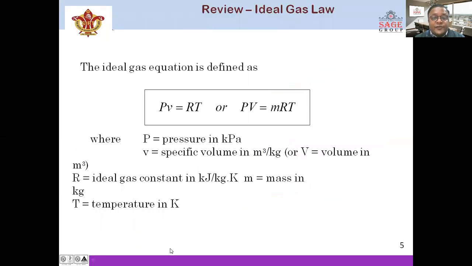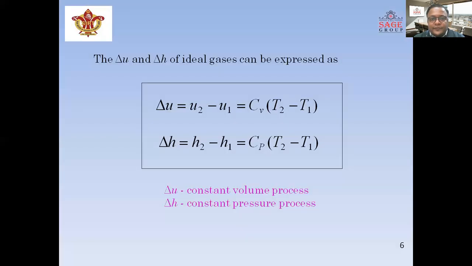The ideal gas equation was already discussed in the class. It is called Pv = RT, where v is the specific volume in meter cube per kg. If the volume is in meter cube, it is called PV = mRT, where P is the pressure, V is the volume, m is the mass of the air or the gas, R is the characteristic gas constant and T is the temperature in Kelvin.